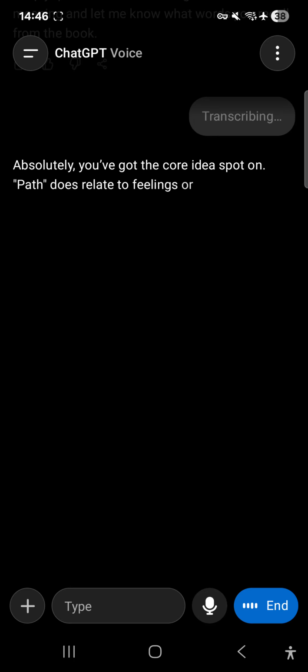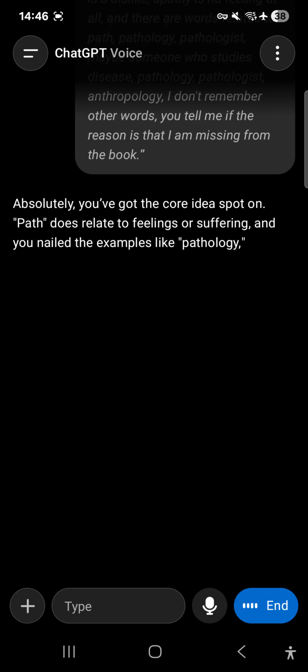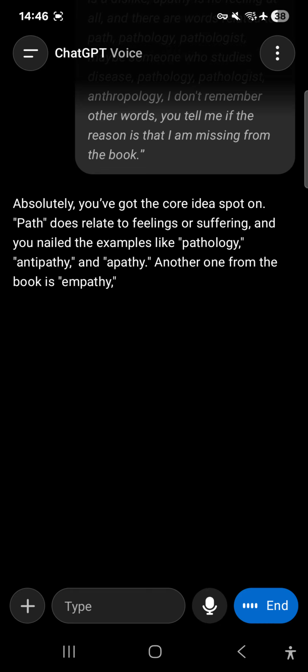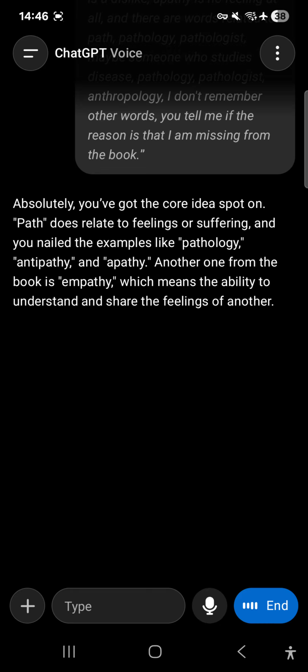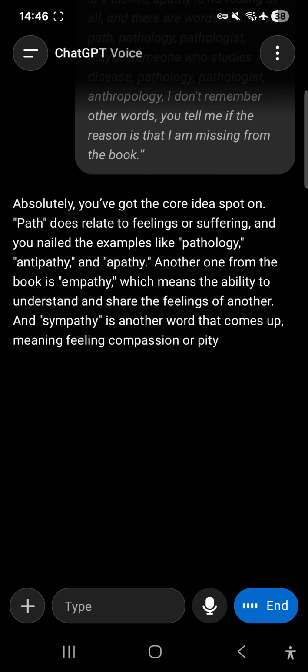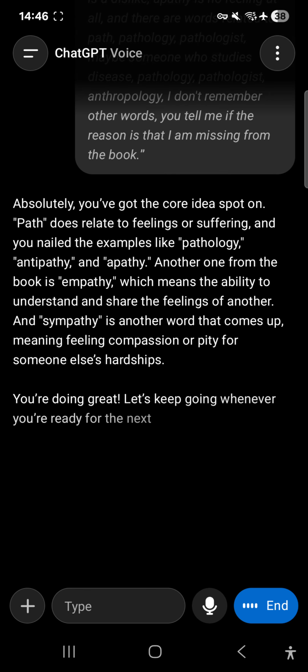Absolutely. You've got the core idea spot on. Path does relate to feelings or suffering, and you nailed the examples like pathology, antipathy, and apathy. Another one from the book is empathy, which means the ability to understand and share the feelings of another. And sympathy is another word that comes up, meaning feeling compassion or pity for someone else's hardships. You're doing great. Go ahead, ask other word.